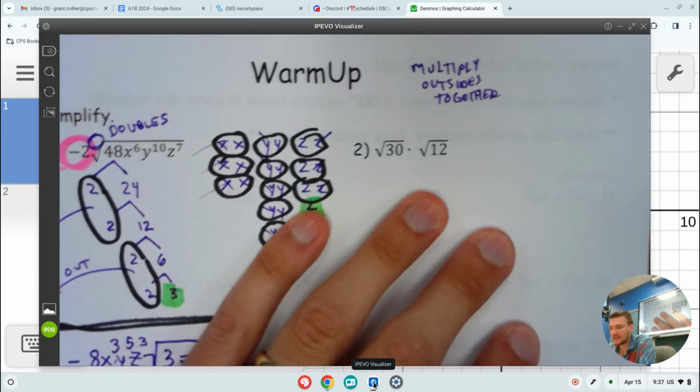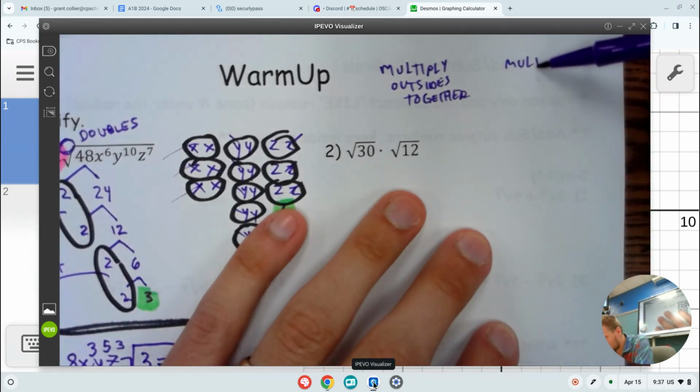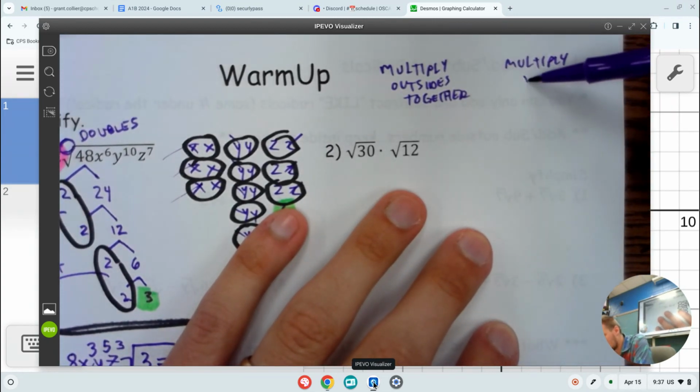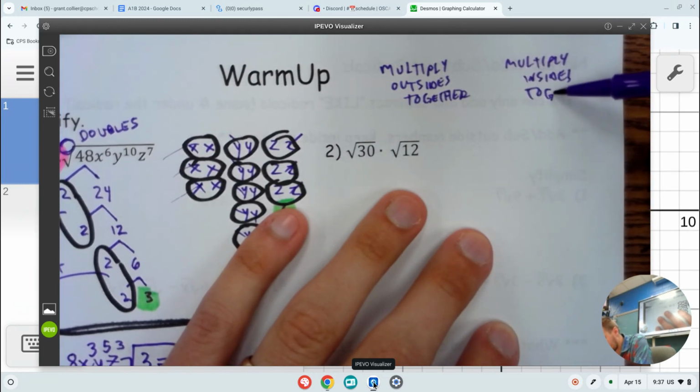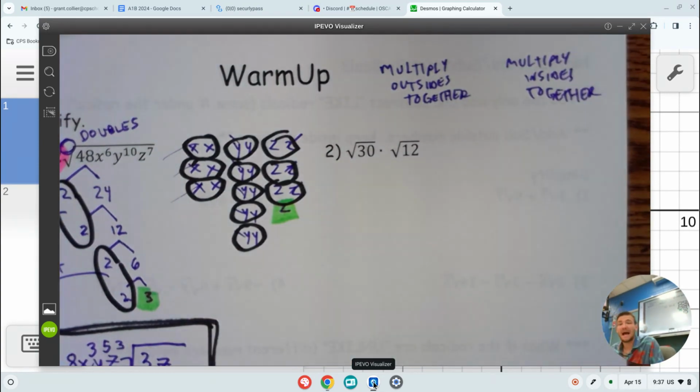And guess what you're going to do with the insides? You're going to multiply the insides together. So you've got outside numbers, they can mix, and then you've got inside numbers, and they can mix. But an outside number should never mix with an inside number.